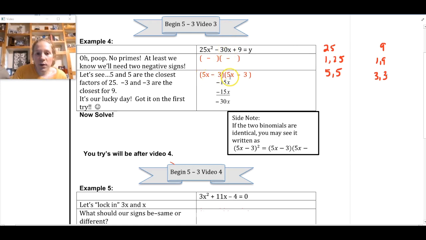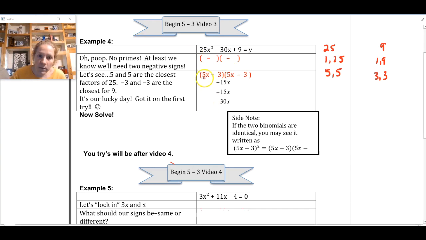Remember, the things you put in front are going to form your A term. So your factors of 25 need to go in those first spots in your binomial. The things that go at the back are going to form your C term. Your constants multiply together to give you that C.